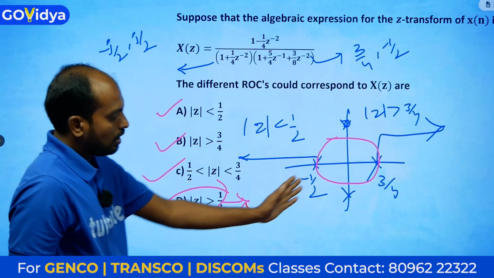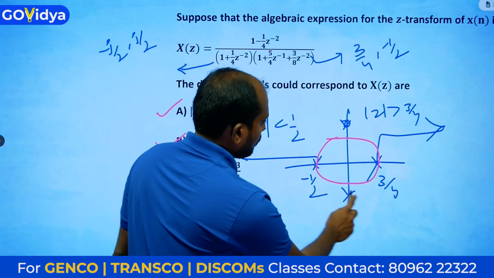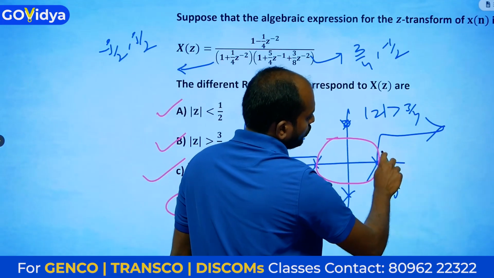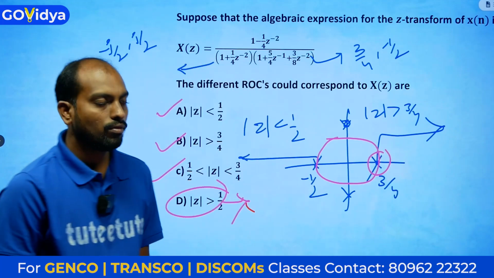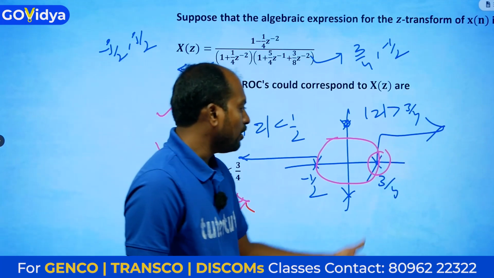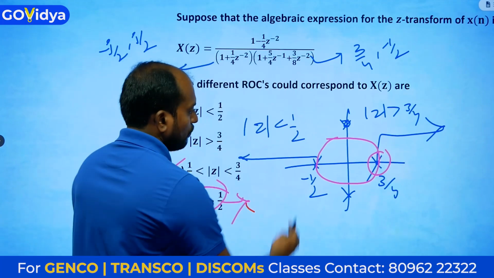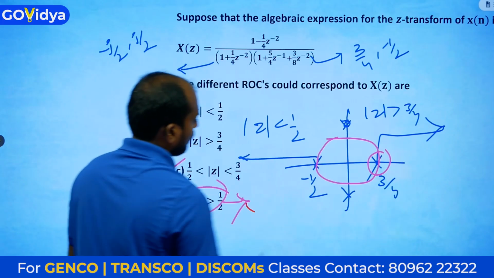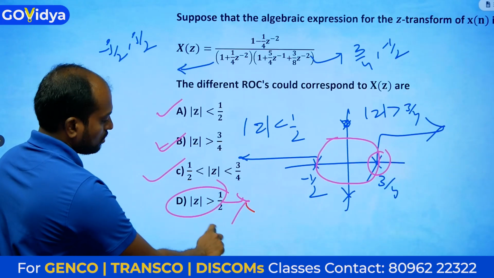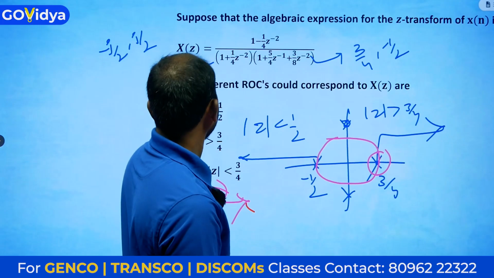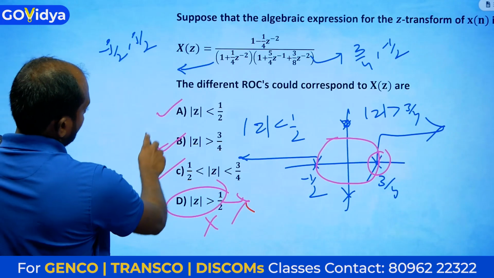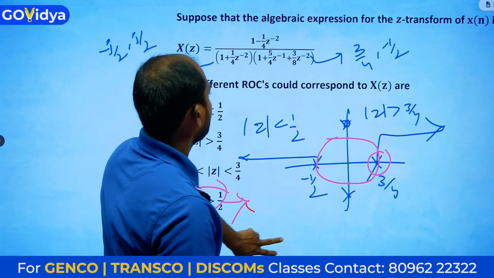Okay. Also correct. Why haven't we taken this one? Because there is a pole here. If I take a right-sided signal, we have to take the maximum pole. Which value is maximum? 3 by 4 is maximum. So I have taken this, and I should not take this. Okay. So option D is the wrong answer. So these three are correct statements.